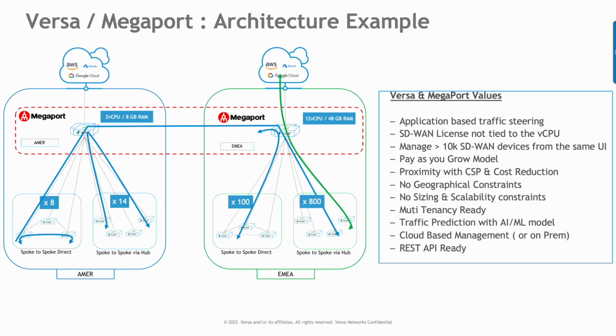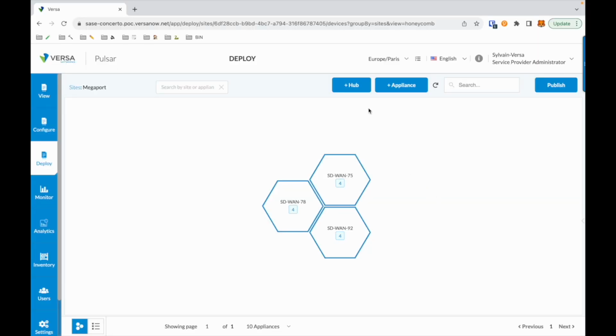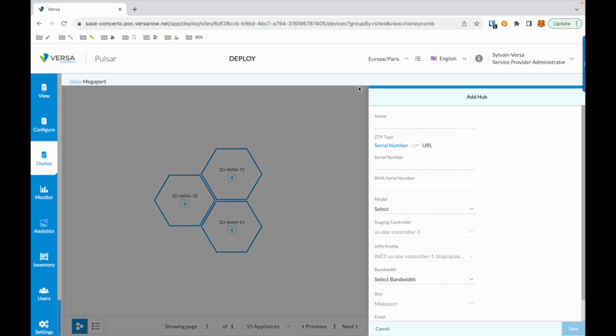For my demonstration, I will use a simple setup with 3 spokes and a hub located in the Megaport USA region. Alright, let's get started with the Versa SD-WAN configuration. So we have 3 spokes and I'm going to add 1 hub located in Megaport. The name of the hub will be hub-megaport. I will also set up a serial number for this hub. So let's put mega 1, 2, 3, 4.